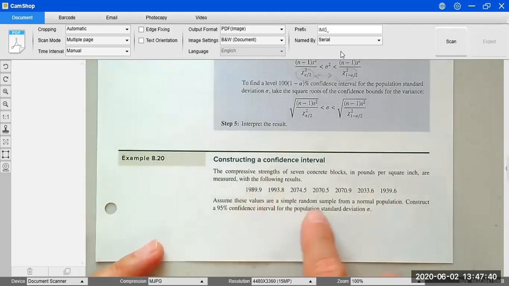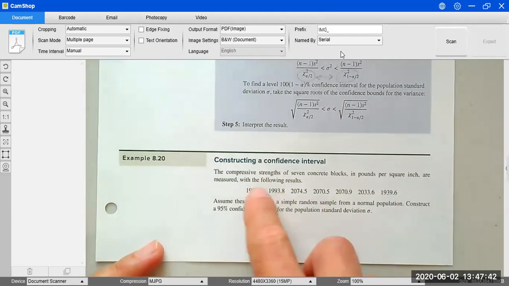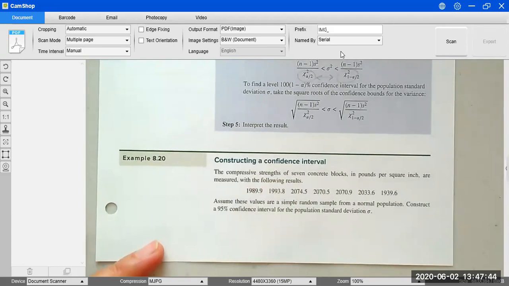There are here 7 values for compressive strengths of 7 concrete blocks in pounds per square inch. And we're going to assume that these values are a simple random sample from a normal population. And we're going to construct a 95% confidence interval for the population standard deviation sigma.